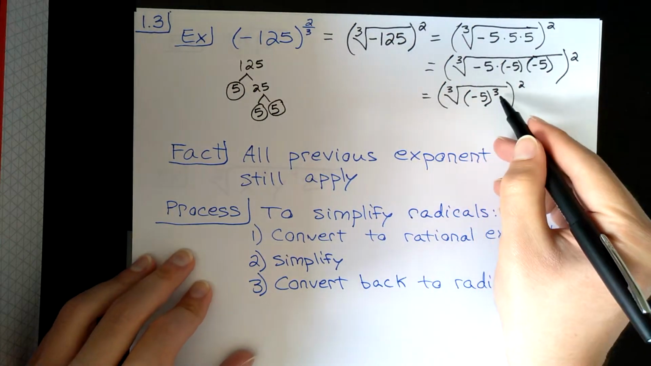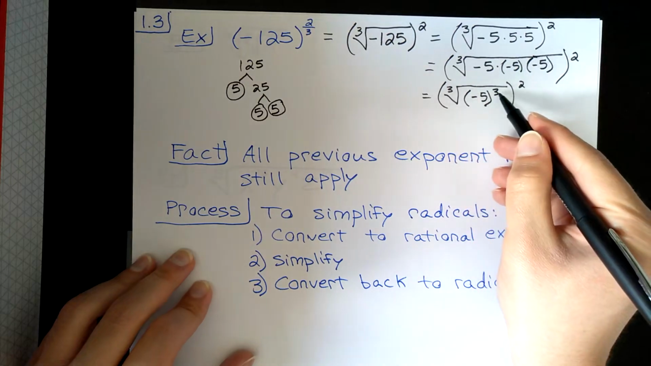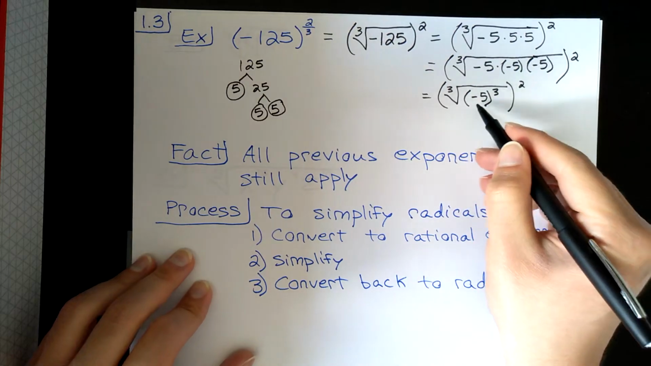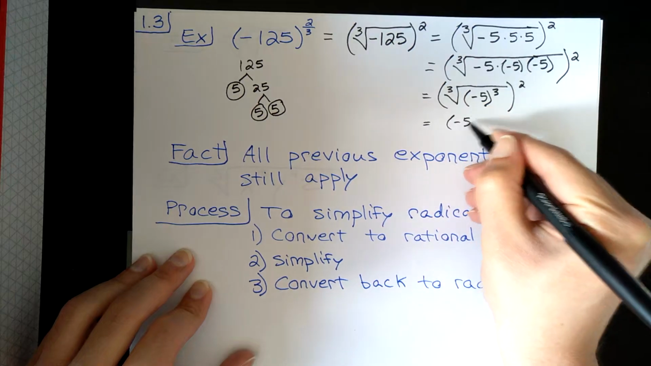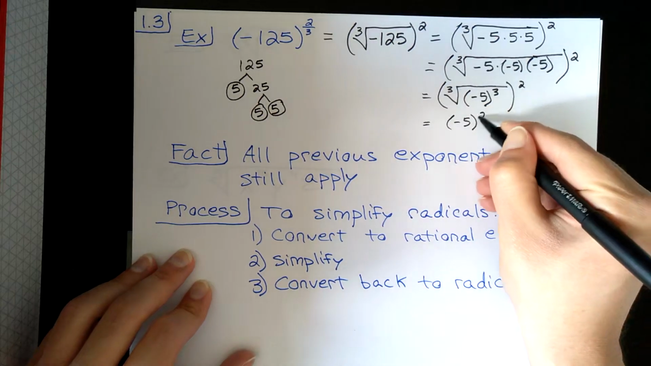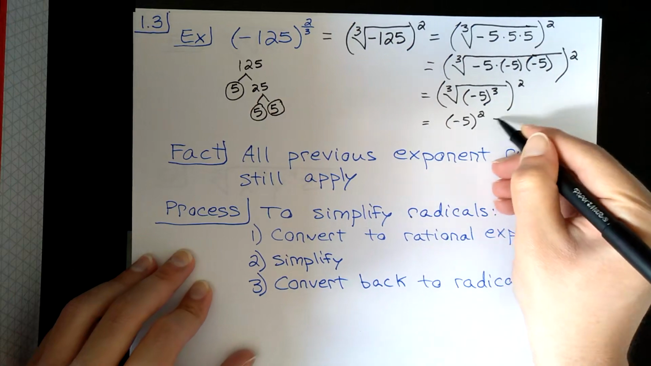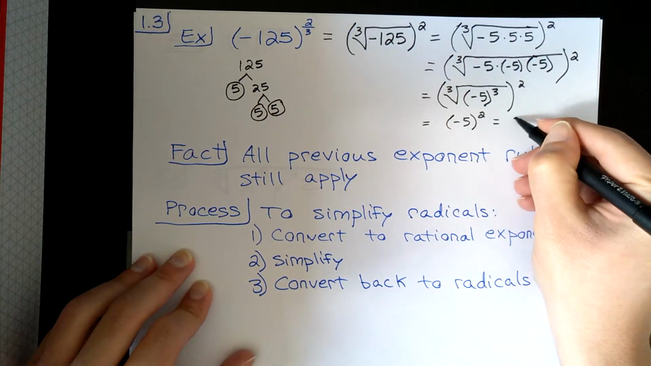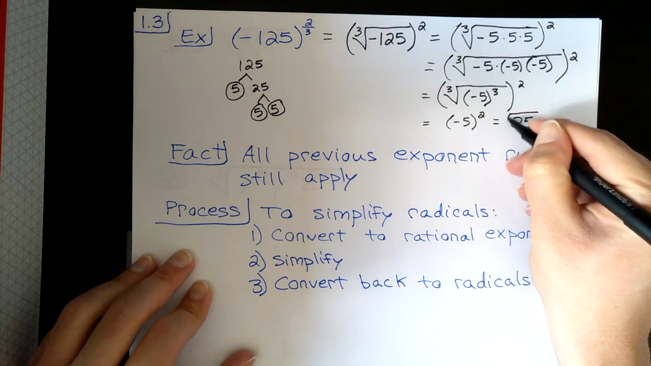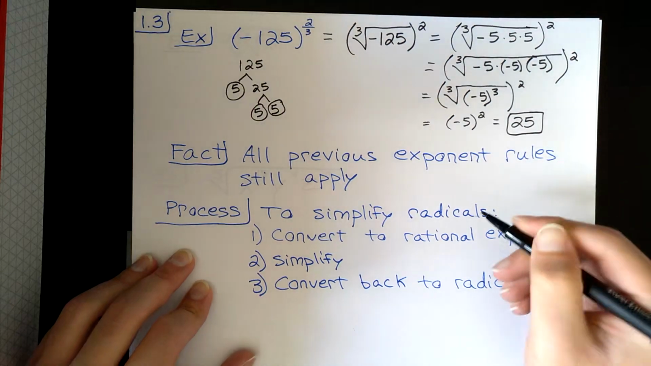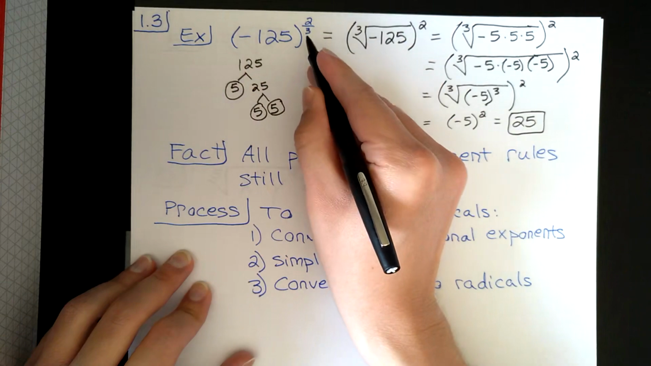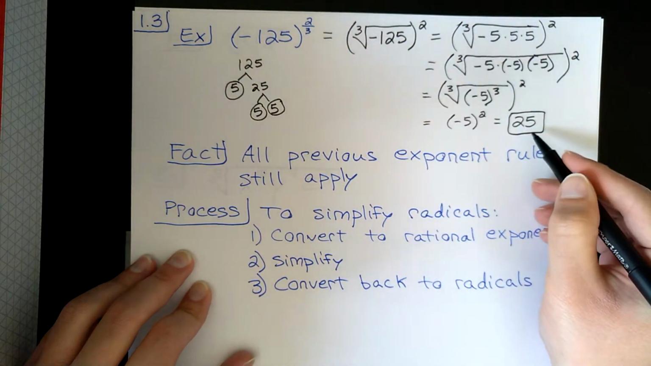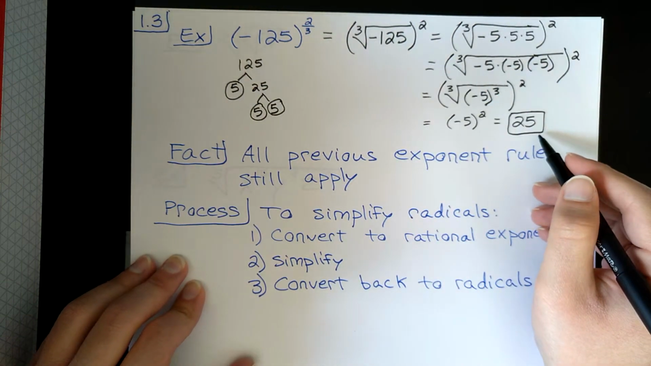And now we can apply our rule. Cube root and cube will cancel out, leaving us with just that -5 to the second power, which gives us 25. So -125 to the 2/3 power is just another way of saying 25.